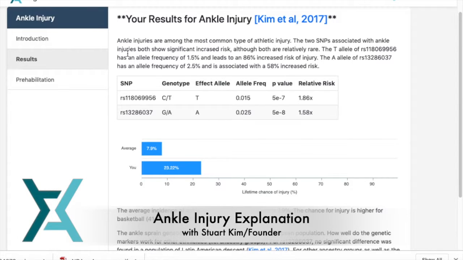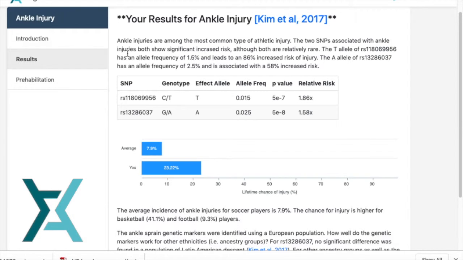Here's an example of genetic results for ankle injury, a very common type of sports injury. The markers for genetic injury indicate a fairly sizable increased risk for injury, and knowledge of these markers can forewarn you to take steps like stretching or strengthening steps that could reduce your chance of getting injured.